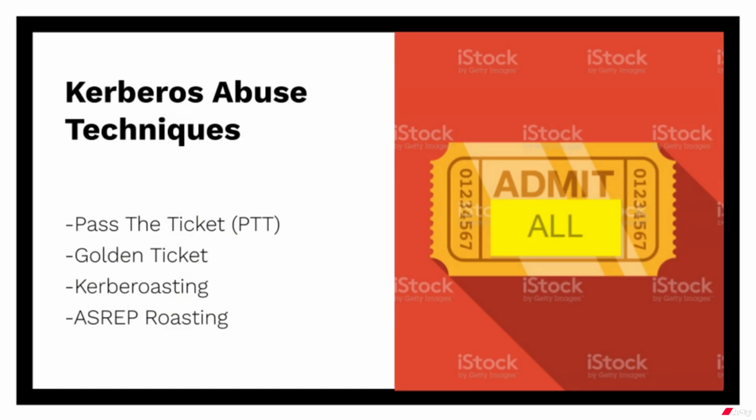This technology can be exploited in the form of pass-the-ticket attacks, forging golden tickets, Kerberoasting, ASREP roasting, and more. Common tools to abuse Kerberos are Rubeus, Mimikatz, and a slew of Impacket tools. We'll be running through these tools not now, but actually later in the lab.